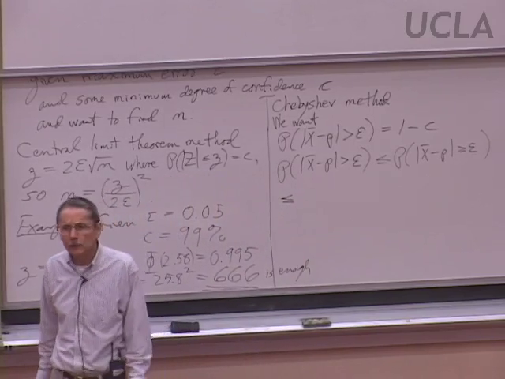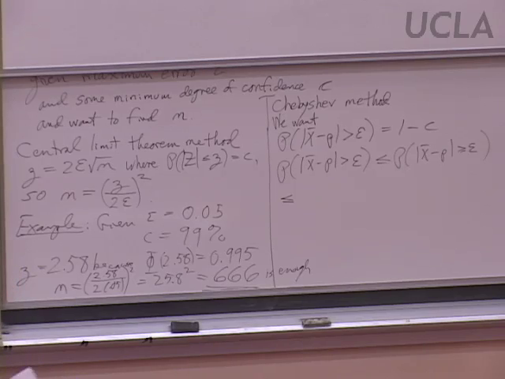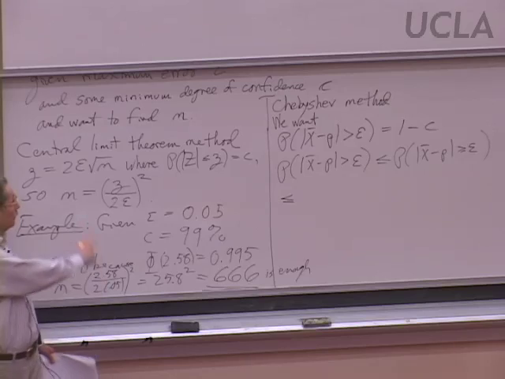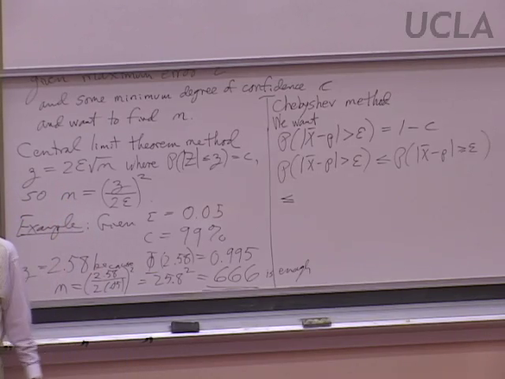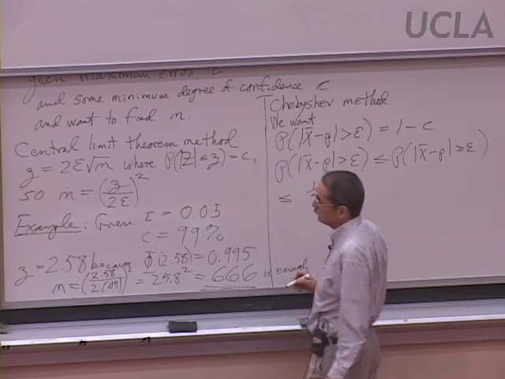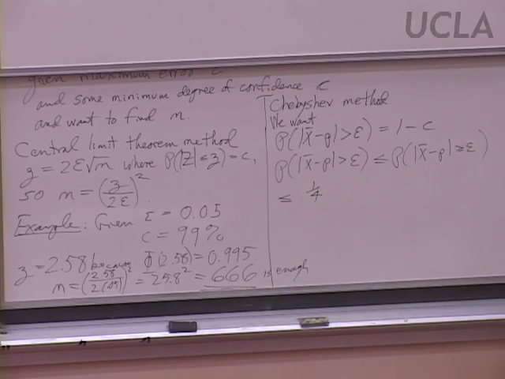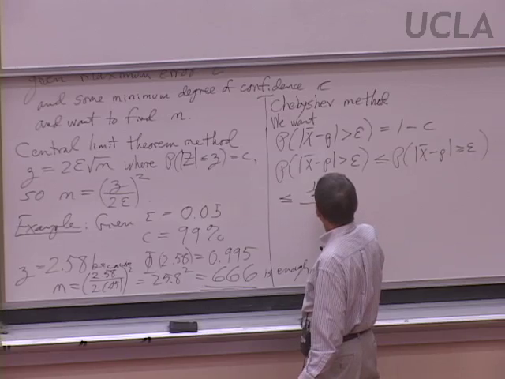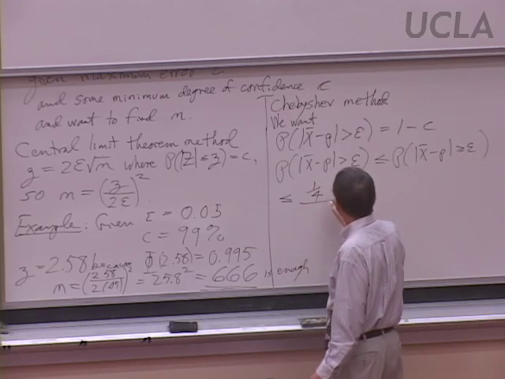And Chebyshev's inequality says that's bounded by the variance of x bar. Well, the variance is p times 1 minus p over n, but we don't know p. But as in the central limit theorem method, we can take a worst case estimate for p. So p is at worst a half. 1 minus p is a half. Product is a quarter. And then we divide that by n.